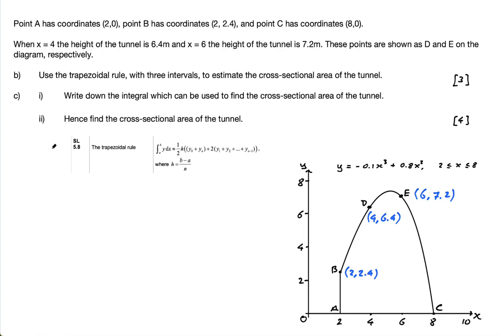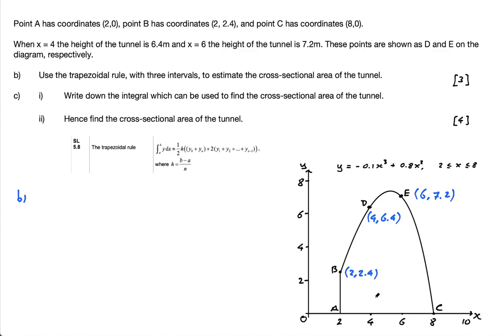Okay, so for part B, it says, use the trapezoidal rule, which I've brought in from the formula booklet, with 3 intervals to estimate the cross-sectional area of the tunnel. Now look, this is quite nice because they've actually given you the different points. So they've given you the height of the tunnel at 2, at 4, at 6, and at 8, which is 0. So I literally just need to sub these numbers into this.